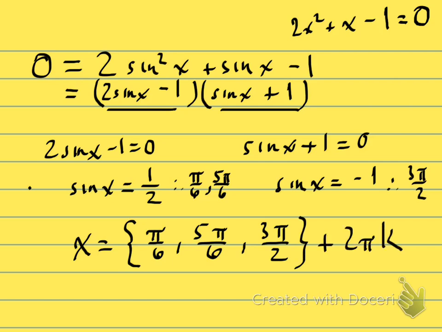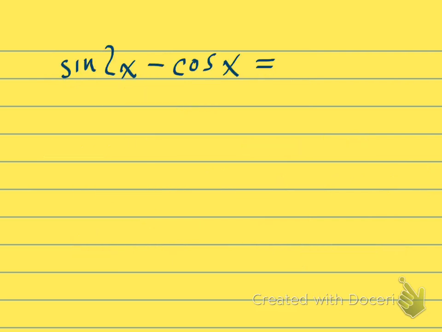Okay, so we had to do a little bit of work to get it into a nice form, but once we got it into that form, it was pretty easy to solve that equation. Let's look at one more example. In this case, reminding you of something else that we've been studying, which is the double angle identities. And there's sine of 2x minus cosine x equals 0.